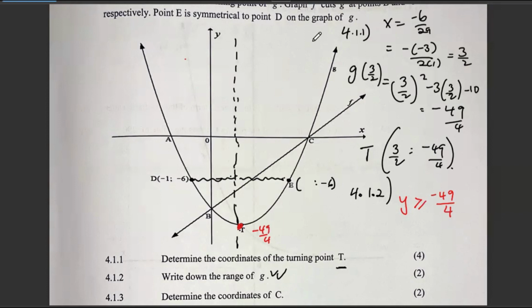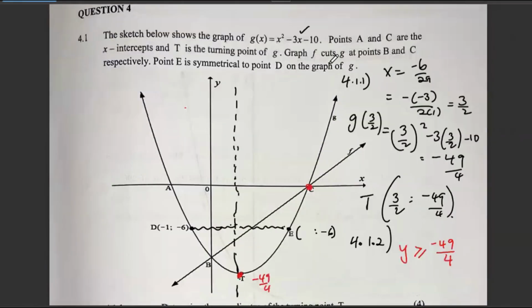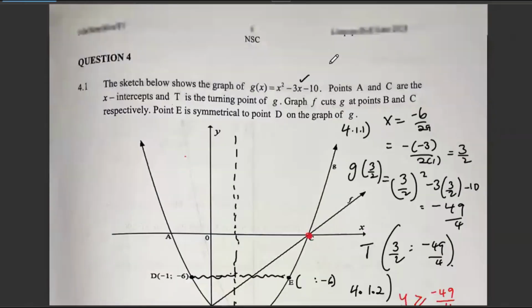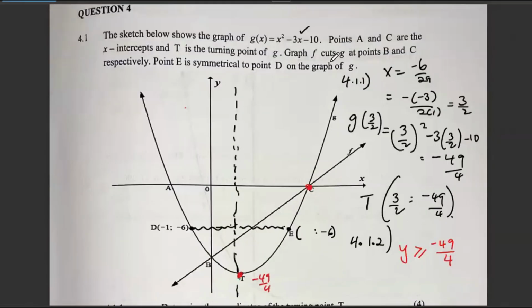And then determine the coordinates of C. So C is the x-intercept. And we know that at the x-intercept, y must be what? y must be 0. Why is the question 2 marks? I don't know. I'll put it aside.